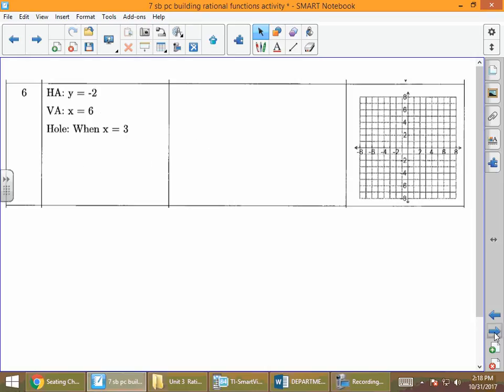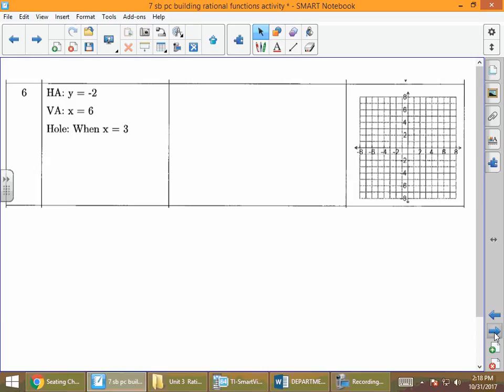Problem number 6. Y equals negative 2. X equals 6. And we have a hole. We have removable discontinuity on this problem. So now it starts to get a little bit more interesting. But what happens when we're solving a problem? How do we get that hole? We have to cancel something.